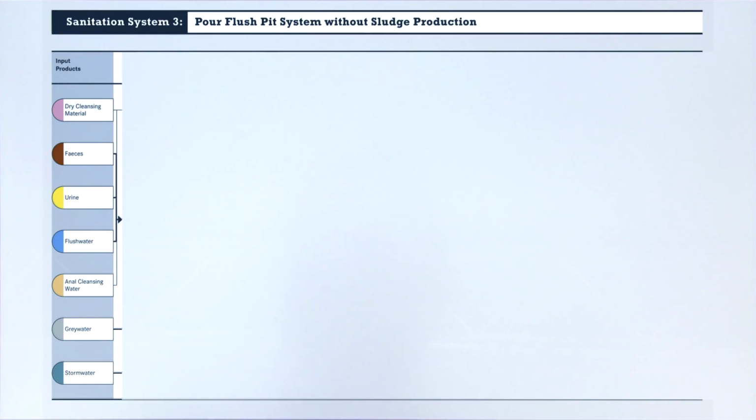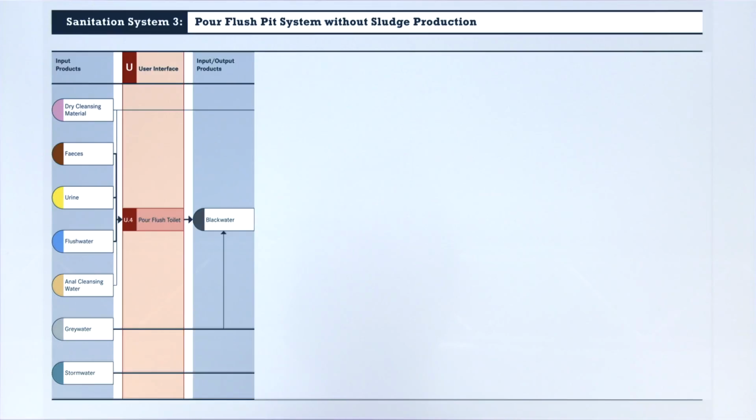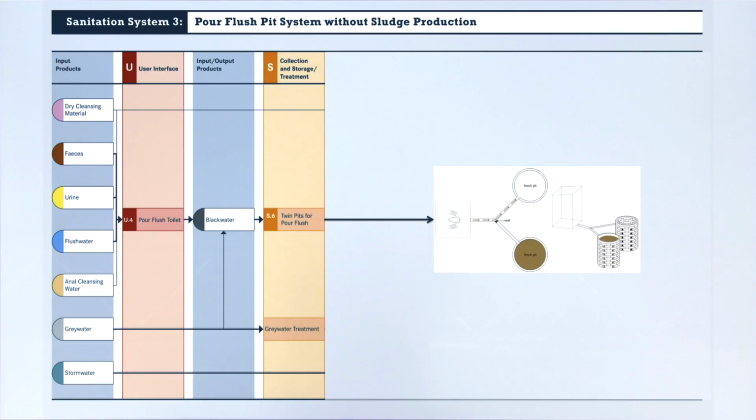This system is called the pour flush pit system without sludge production. The name is a bit long, but it also describes very clearly what happens in the system. First, it is a system based on a pour flush toilet. Unlike previous systems, there is not a choice when it comes to the user interface. This is because the pour flush toilet is water-based, but it doesn't require too much water. Too much water would flood the twin pits.